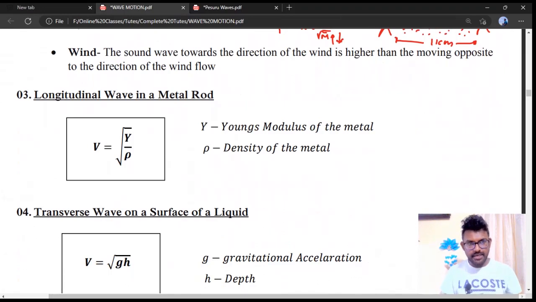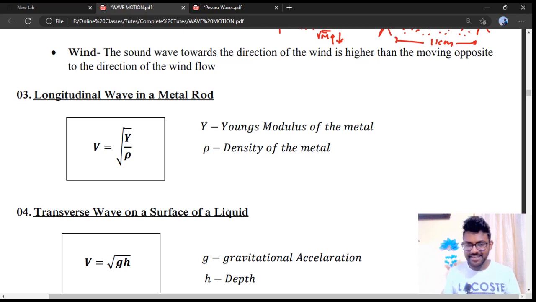The next one is the longitudinal wave in a metal rod. When you have a longitudinal wave in a metal rod, let's say you tap from this side, then the wave propagates not like a transverse wave. It will propagate in compressions and rarefactions. If you can't remember, just pause the video, drag it backwards and see where we discussed these longitudinal waves. So for longitudinal waves in a metal rod, you can see V equals root of Young's modulus divided by the density of the metal. Wait, Young's modulus?